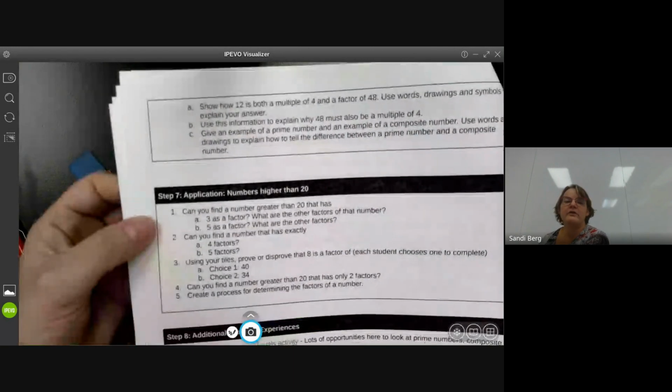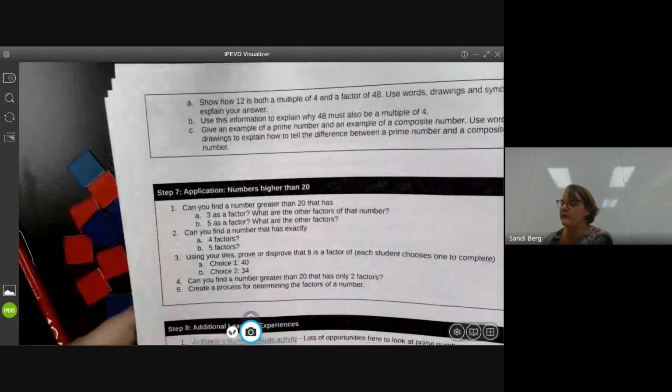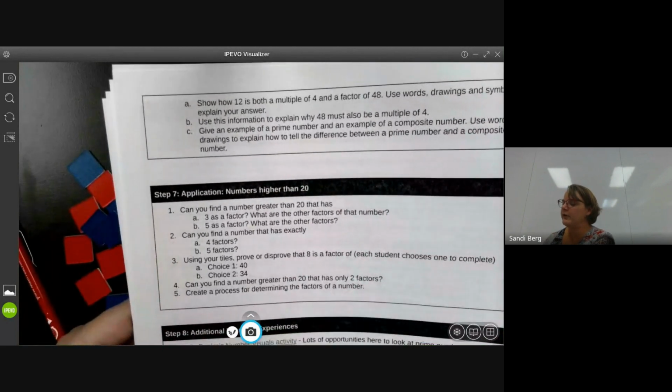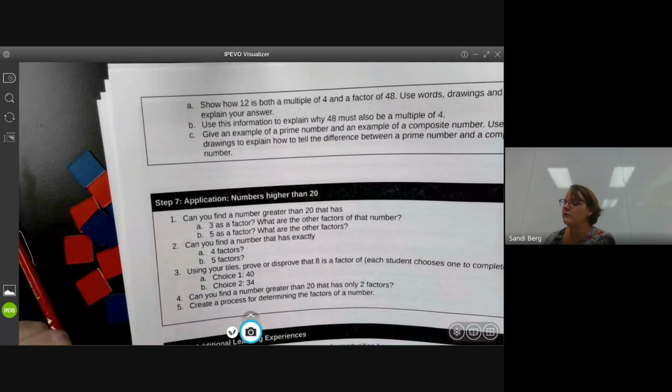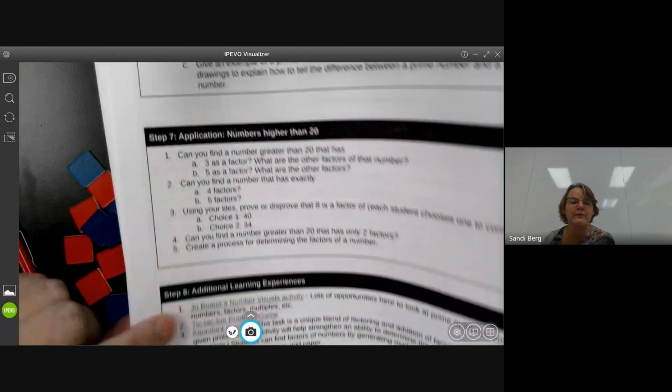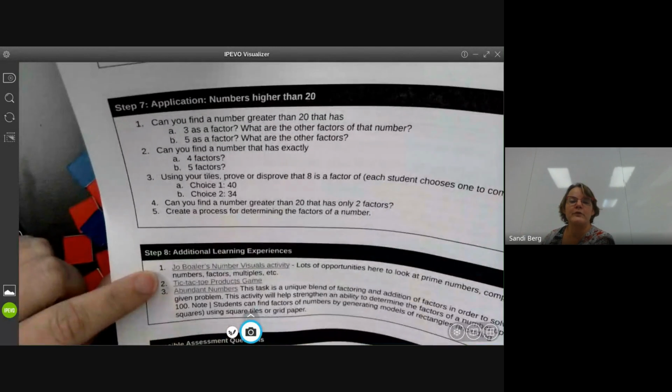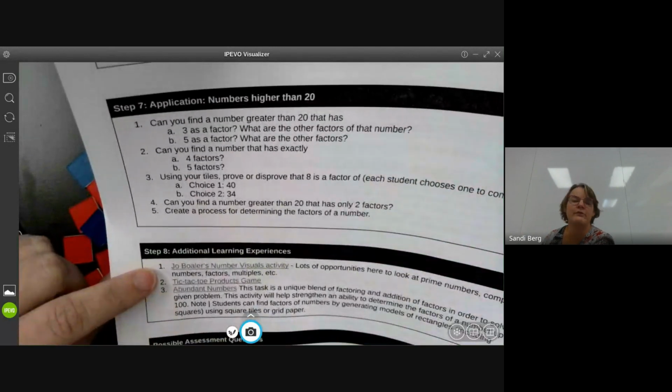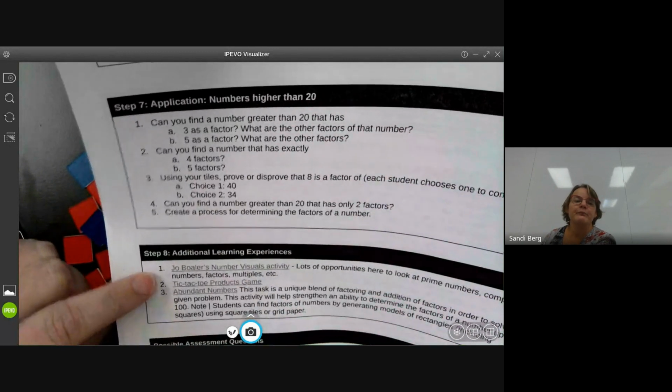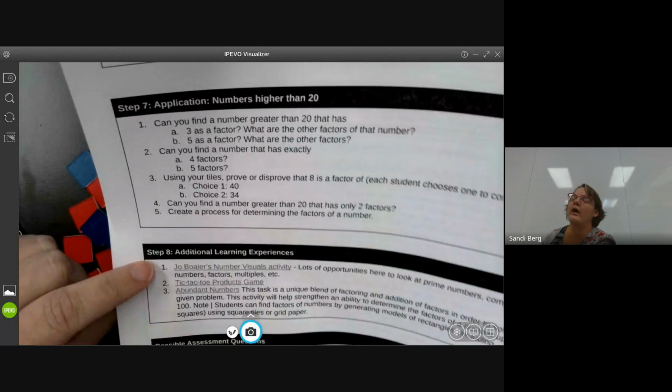Then I've got application numbers higher than 20, and then I've got in here a couple learning experiences. This first one, Joe Boaler's number visuals, you can see that. Joe Boaler's number visuals activity is amazing. I've used this lots and lots and lots, but it's a little bit more pictorial, so I do that afterwards.